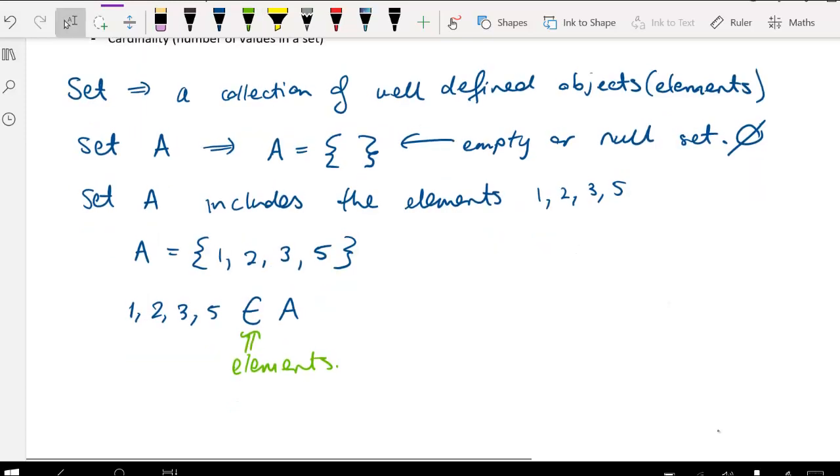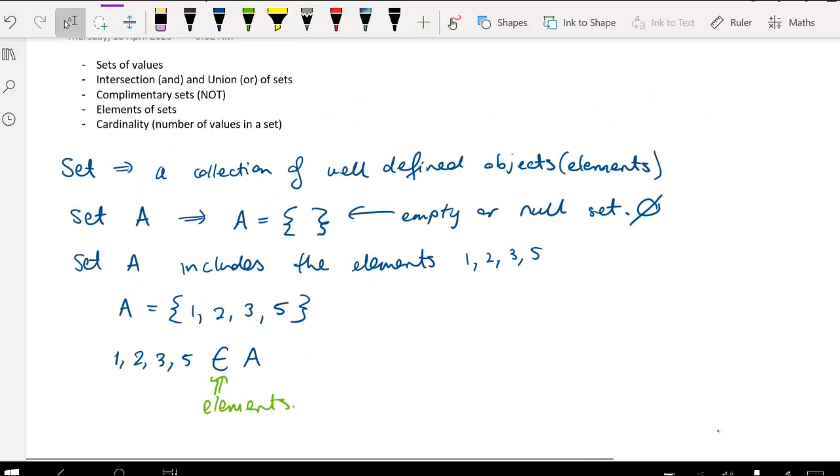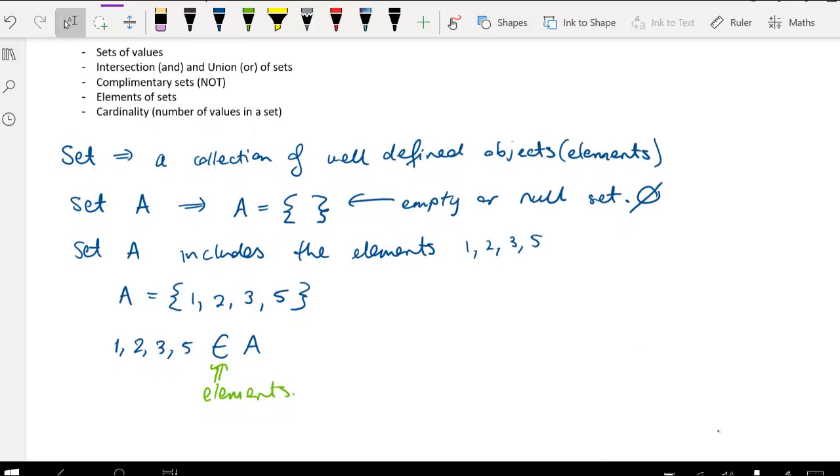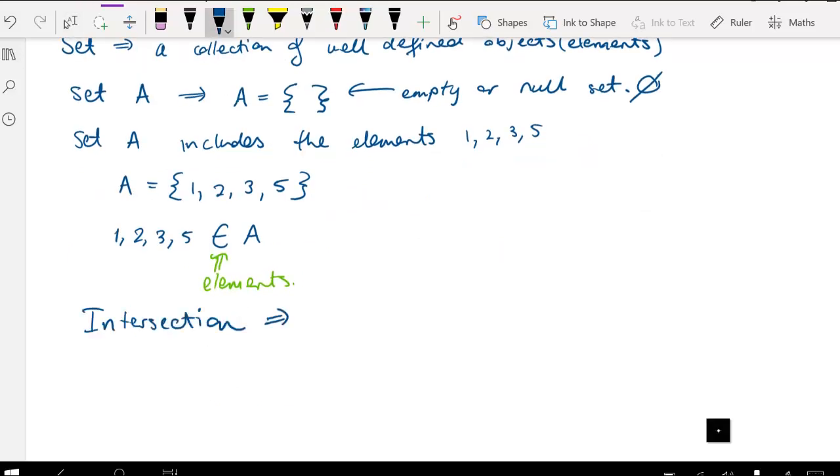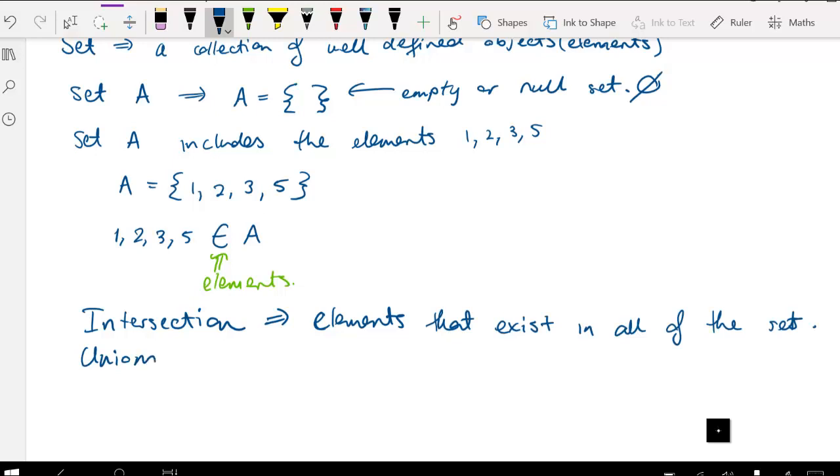Now, what we're really focused on today is looking at the intersection and union of sets. We'll mostly be using Venn diagrams for this, but we want to define the symbols and the language first. So an intersection is basically elements that exist in more than one set. A union is elements that exist in one or more of the sets.